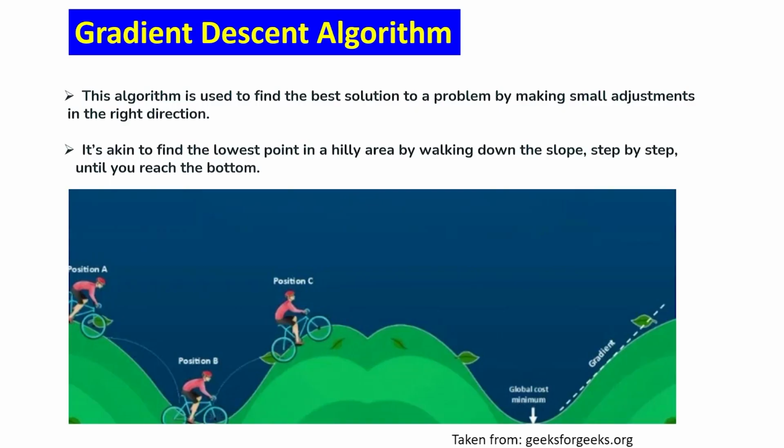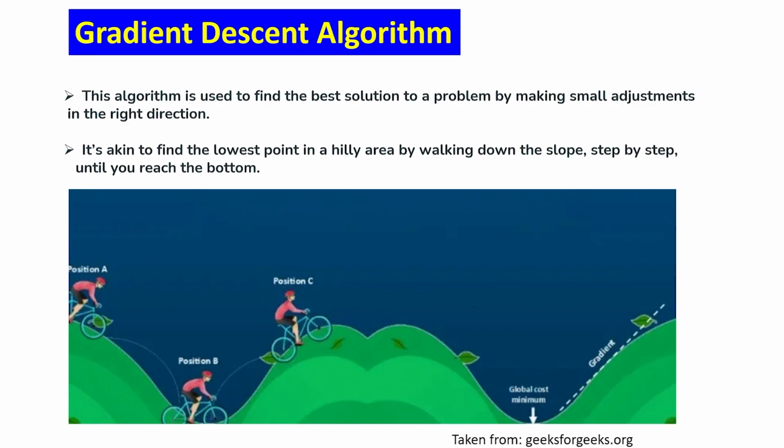So let me just tell you what the gradient descent algorithm is. I already discussed it in the last lecture, lecture number 9 probably, some part. This is used to find the best solution to a problem by making small adjustments in the right direction. Let me explain again. It is like finding the lowest point in a hilly area by walking down the slope step by step until you reach the bottom, okay.